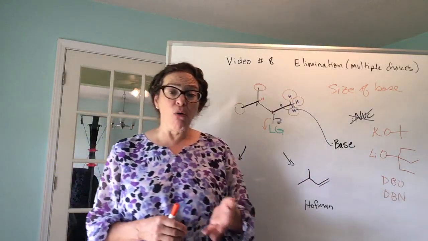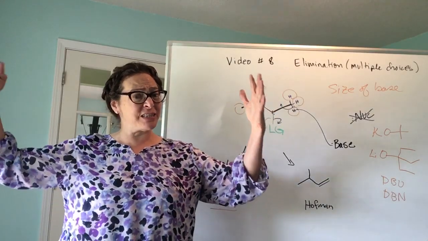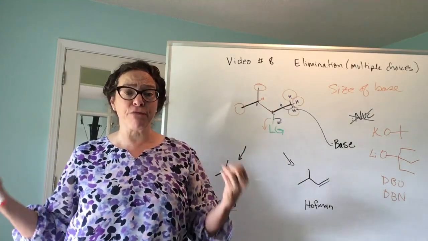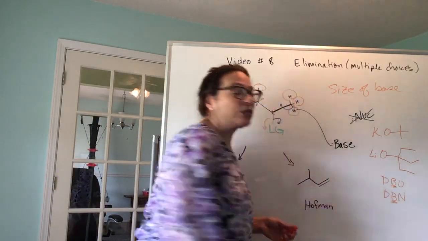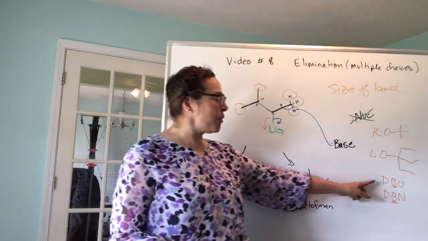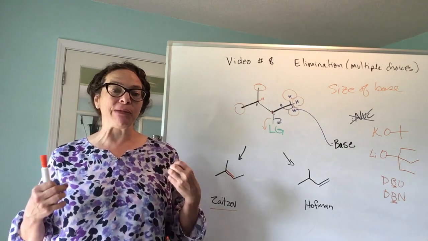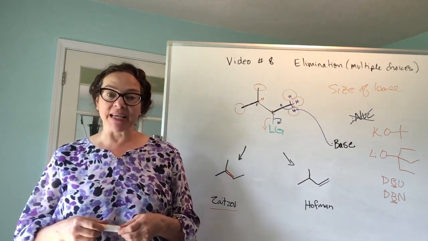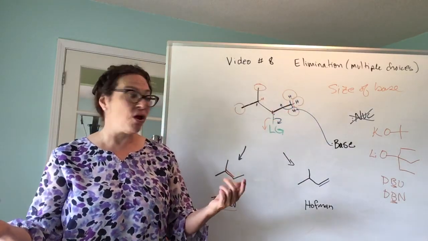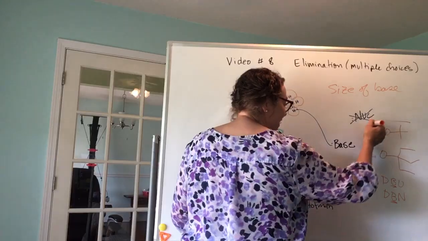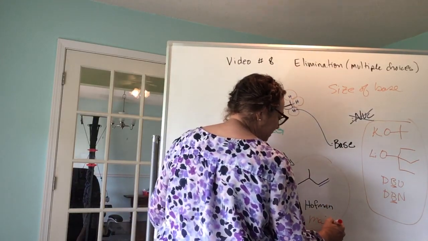I'm not even going to draw what DBU and DBN look like, but in the book, when they show you the pictures, you're going to see that they have something in common. They are very, very large. The way that I remember it is the B is really big. And so whenever I see these acronyms, I just focus on the B and I remember that these are really, really big bases. So these bases are going to prefer to take the hydrogens that are more available. And anytime that I use these bases, I'm going to get the Hofman as the major product.